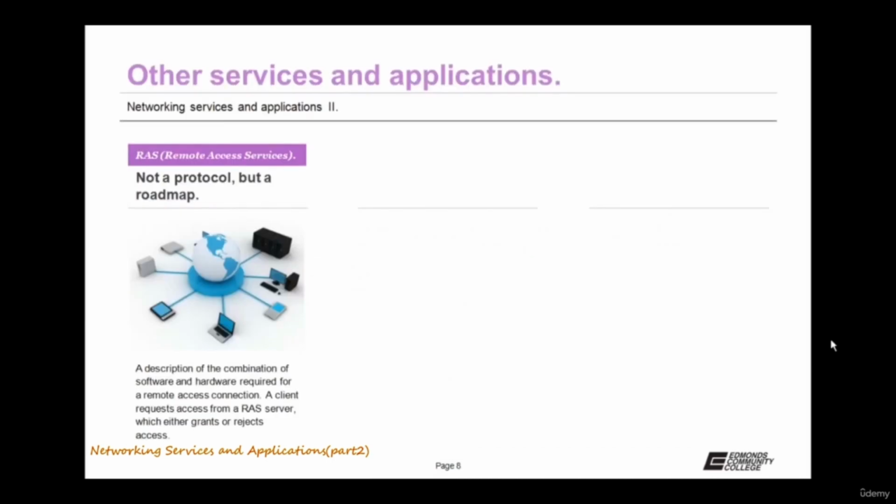First up is RAS, Remote Access Services. Now, RAS is not a protocol, but a roadmap. RAS is a description of the combination of software and hardware required for a remote access connection. A client requests access from an RAS server, which either grants or rejects that access.